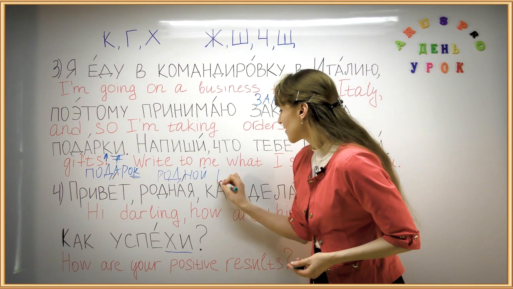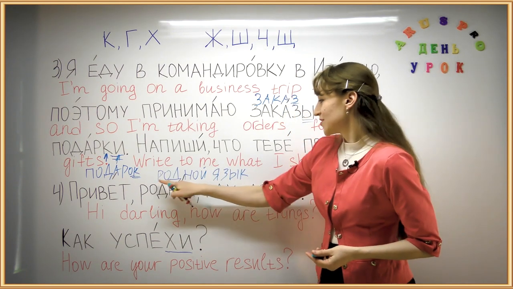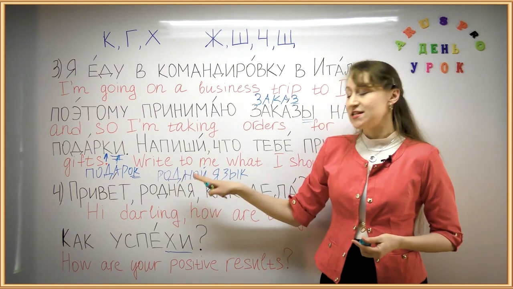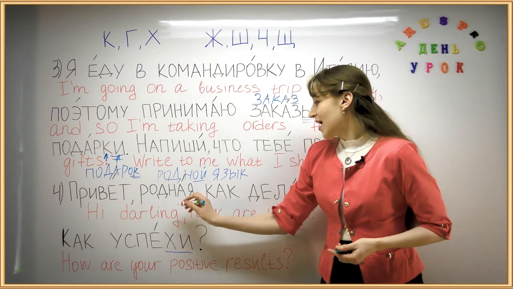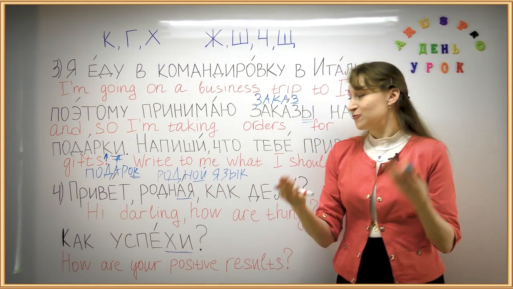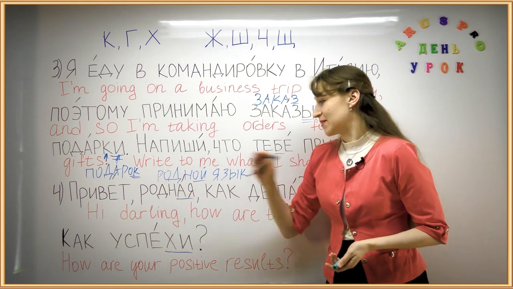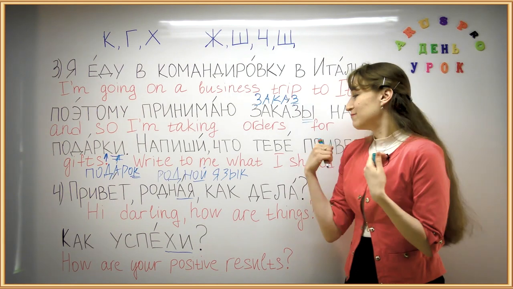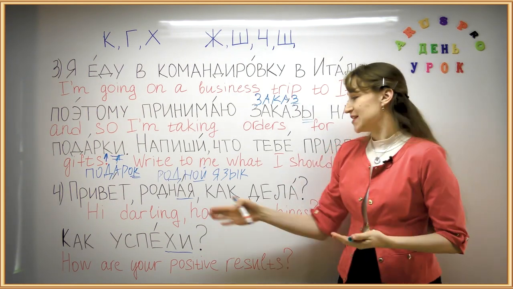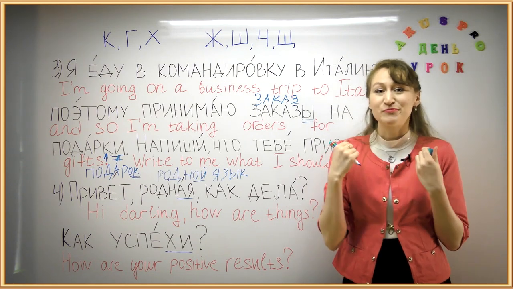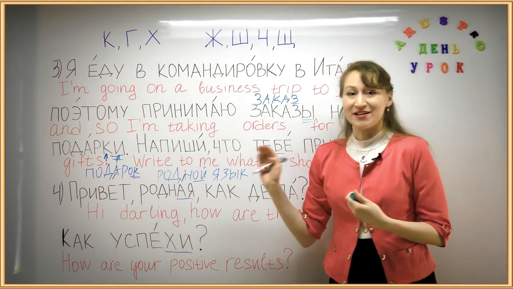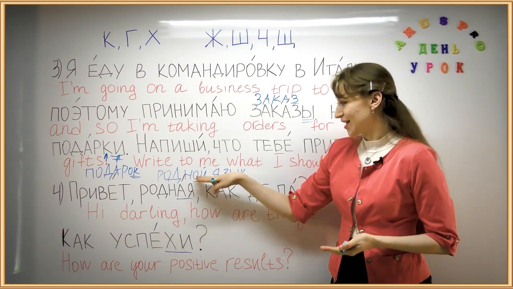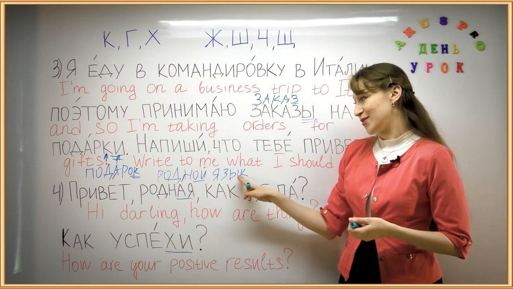Родной язык. Язык is masculine, so the adjective native will take the masculine ending. But when you address your girlfriend, of course, it will be feminine. Родная. So, see, here you let her know that she's very dear to you, the closest person to you. Родная. She's already a member of your family. Родная, родной язык, native language.